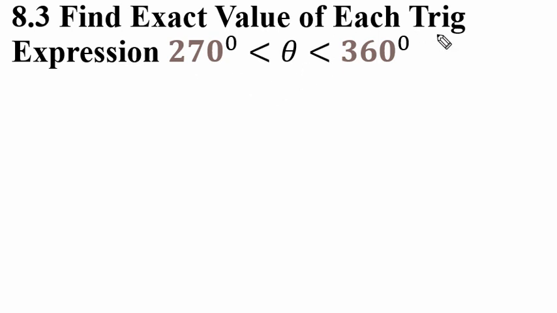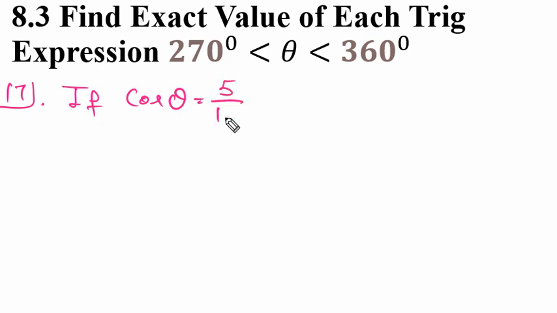Now let's discuss when theta is between 270 to 360 degrees. If you have watched my previous video, you will not need my help, but you can cross check the answers for this one also. So try them by yourself and then see if you can do it the right way. If cos theta is equal to 5 over 13, then find sine theta.